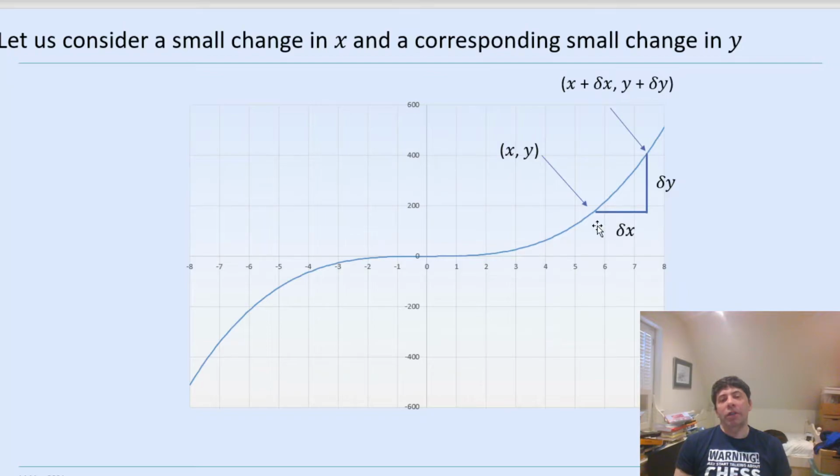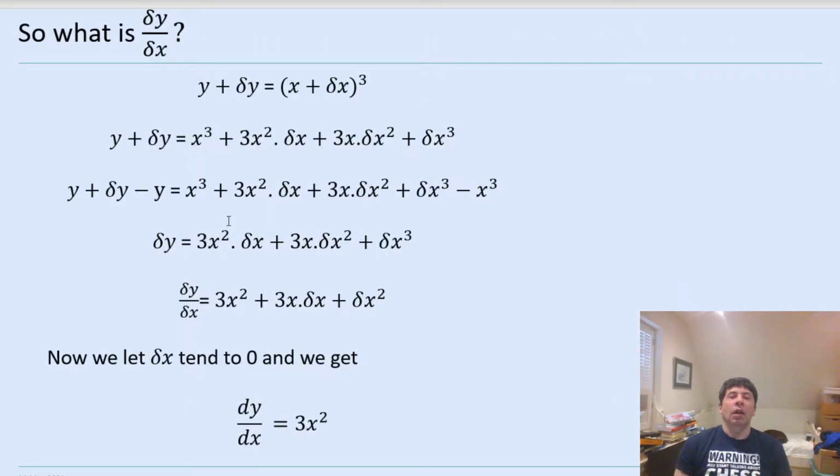We're going to consider a small change in x, which is delta x, and then a small change in y, which is delta y, and then to work out the gradient we're going to work out delta y divided by delta x. So x, y is on the curve, so that means that y equals x cubed, and x plus delta x, y plus delta y is also on the curve, which means that y plus delta y equals x plus delta x cubed.